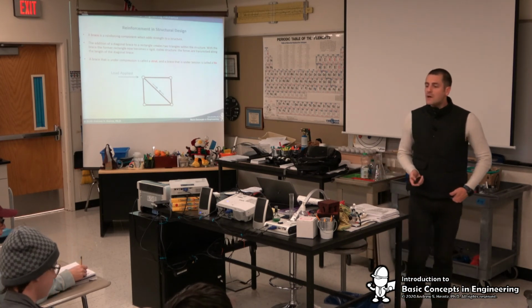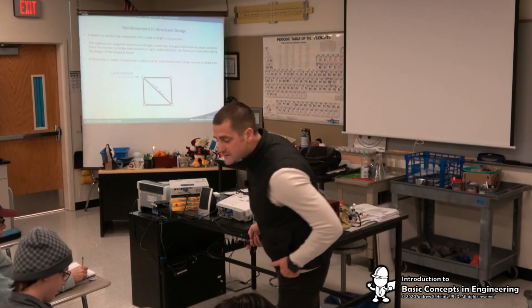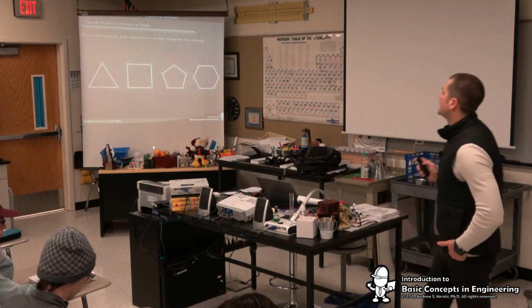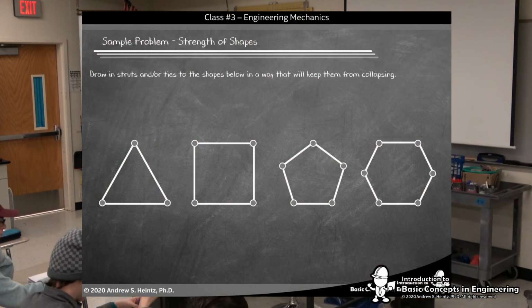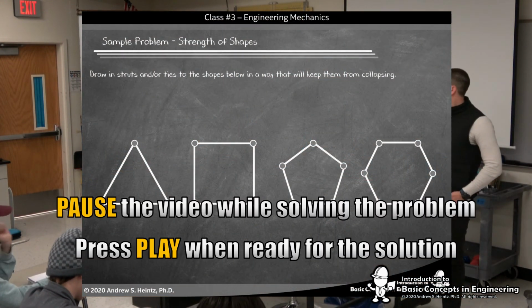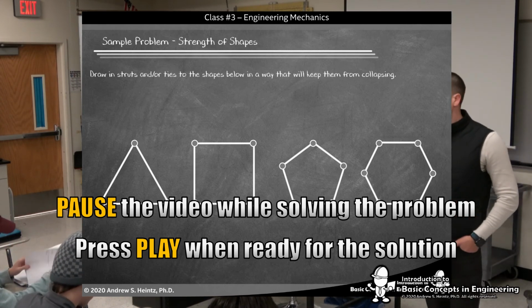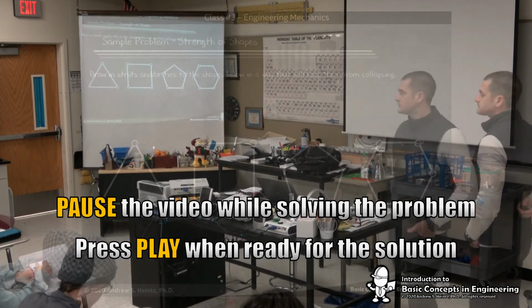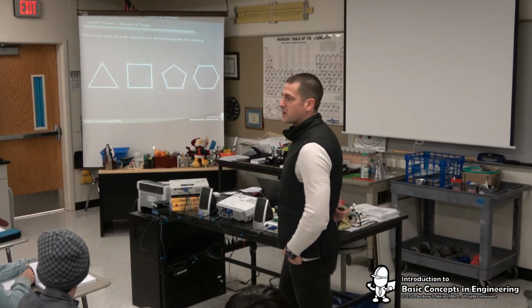All right, so now I believe this one is on page 10, if I'm correct. Nope, I am wrong. It is on page 13. So this one should be real quick. Please draw in struts and or ties on the shapes below in a way that will keep them from collapsing. I'll give you 30 seconds. All right, we all ready? All right, Eva, what do you have for the triangle?